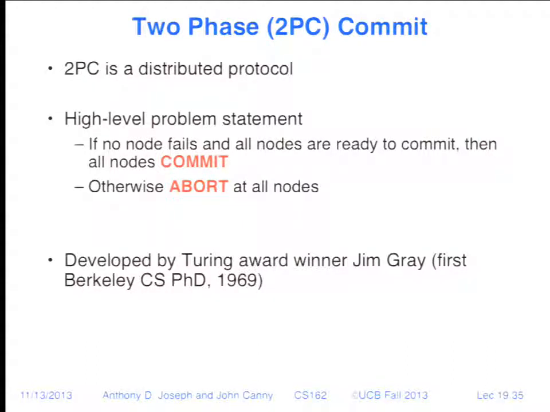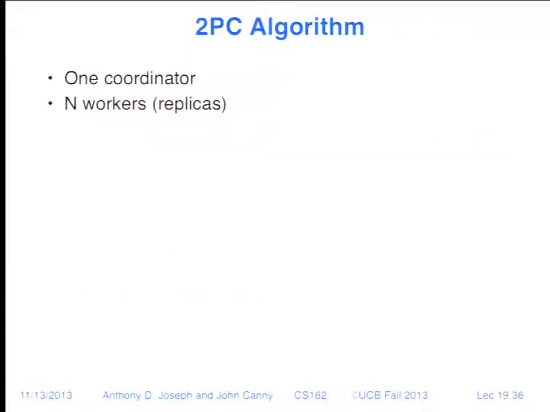If that's not possible for any reason, if there's any failure or inconsistency, then the transaction's aborted and that information propagates to everybody and it leaves you in the previous state. So two-phase commit is the distributed protocol that guarantees that outcome. And it was developed by Jim Gray, who was the first Berkeley computer science PhD from 1969 and sadly was lost at sea in 2003. But he wrote many seminal papers on databases, not just two-phase commit.